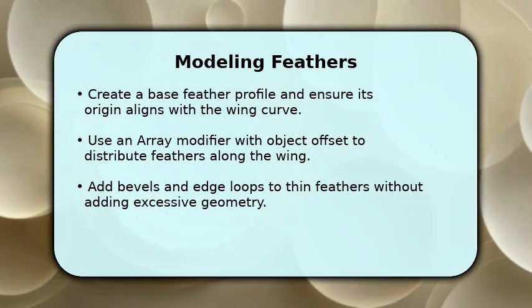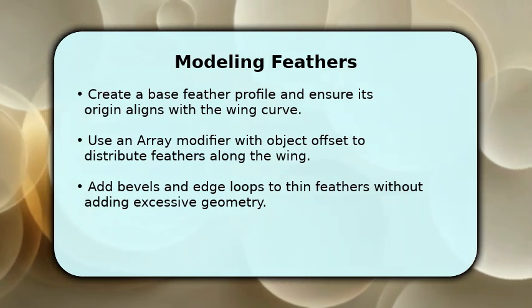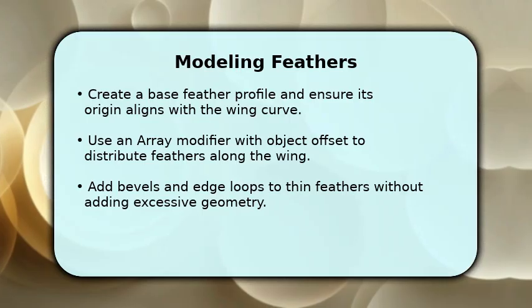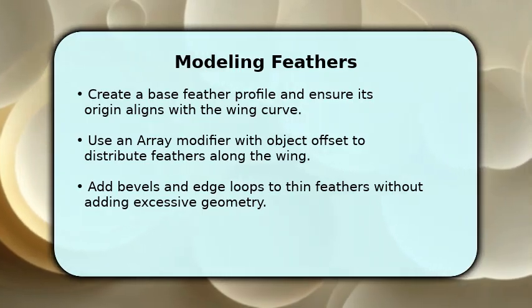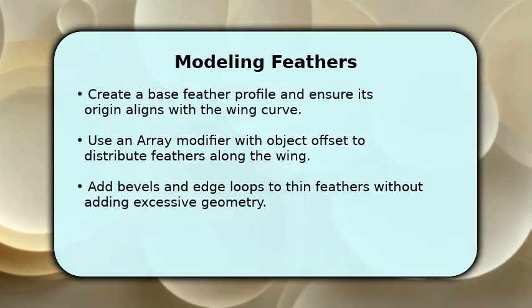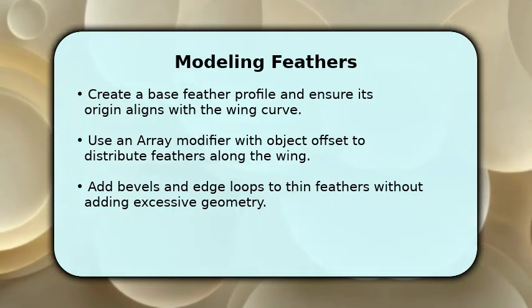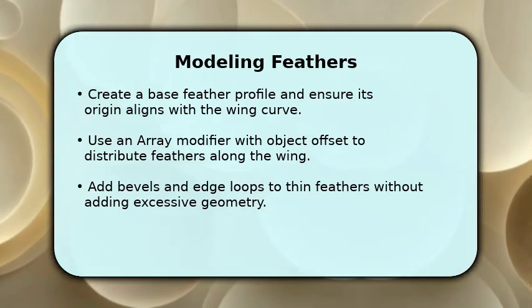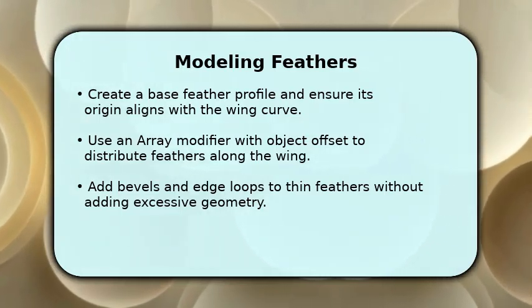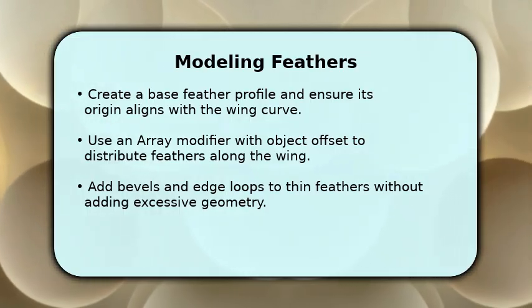I'll walk you through creating feather shapes that read well in motion, starting with a single feather profile and working outward. Duplicate and tweak each feather using an array modifier and object offsets to follow the wing curve naturally. Use simple bevels and edge loops to add thinness and a slight taper without heavy geometry. Keep feather counts balanced for silhouettes and apply subtle variations so the wing feels organic and alive in animation.